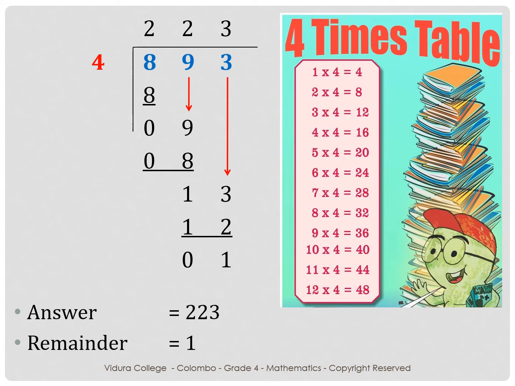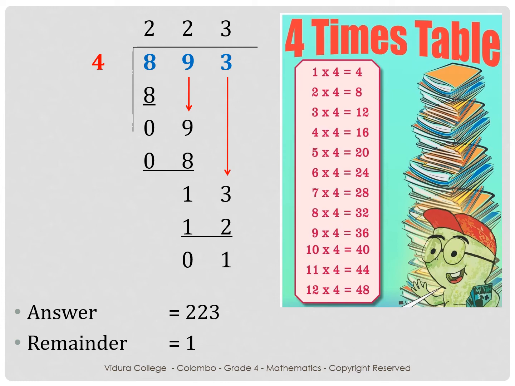Now you want to multiply 2 into 4. So the answer is 8. As shown, you want to write it down. Now you want to deduct 8 from 8. Answer should be 0. As shown, you want to write it down. Next, move to next digit. Now you want to bring next digit down as shown.